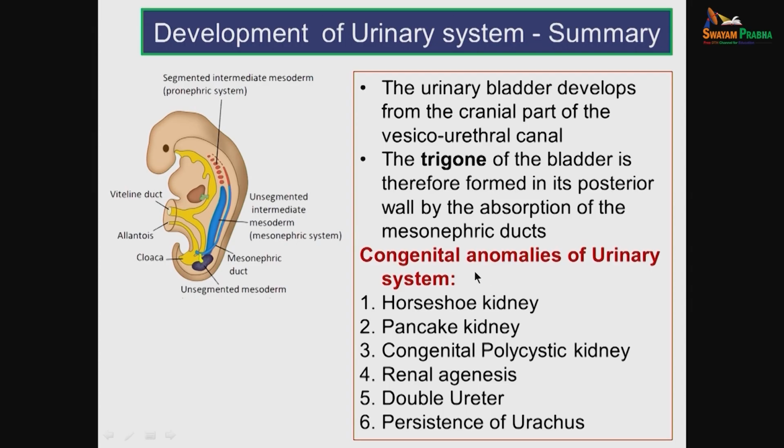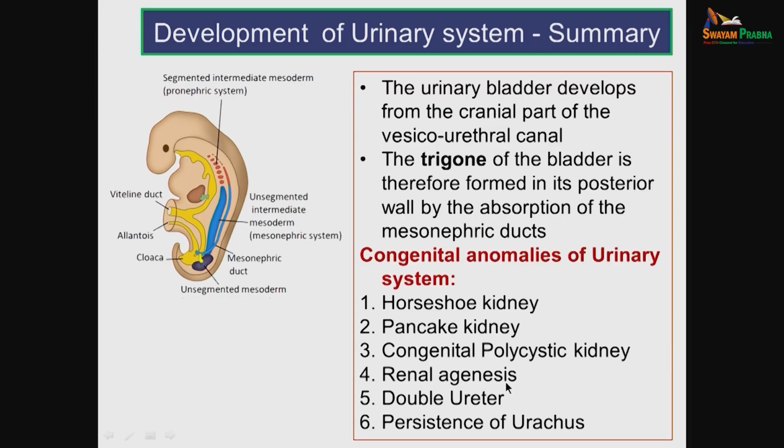So, we also talked about various congenital anomalies of the urinary system. One was the horseshoe kidney, where the inferior poles of the kidney fuse with each other. If the whole kidney fuses, then it is called pancake kidney, which can lie in the midline or to the right or to the left side. If the excretory tubules fail to establish contact with the collecting part of the kidney, it is called congenital polycystic kidney. It leads to the formation of cysts within the kidney.